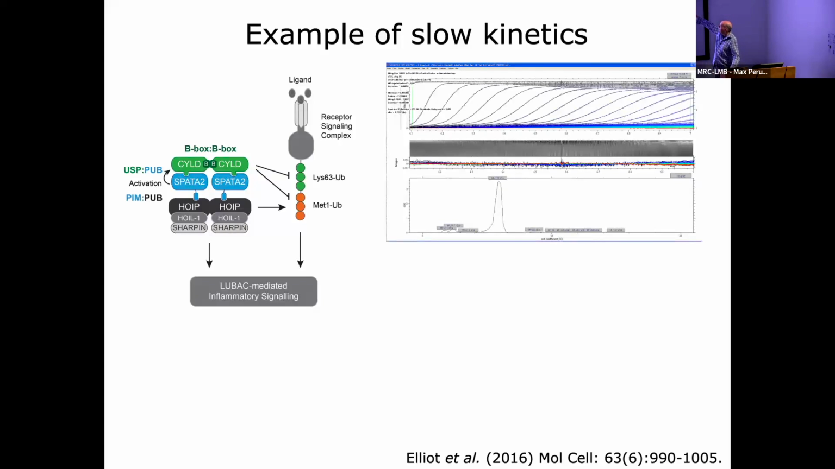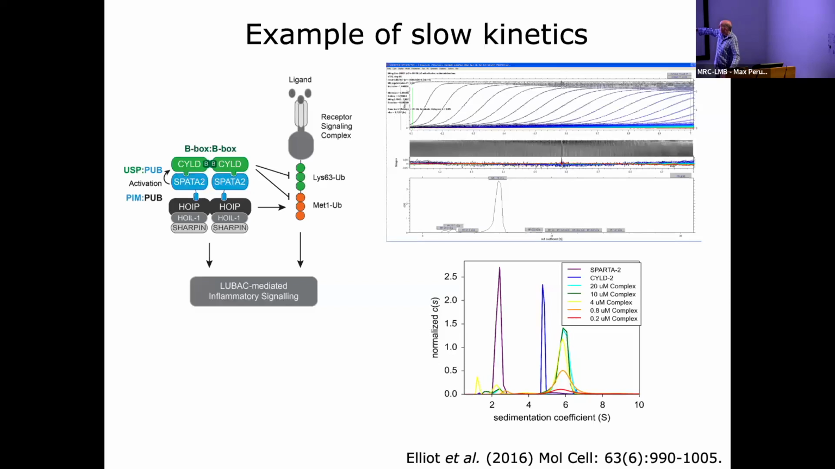So we just did simple velocity. And then we could see here in the purple, which is on your very left, we've got SPATA2, and then blue is the CYLD. When we put them together at different concentrations, we can see a complex. And as the concentration of the complex increases, you can see that it becomes much more populated and the sedimentation stays exactly the same.